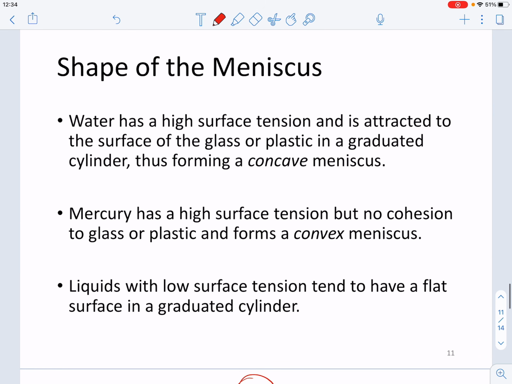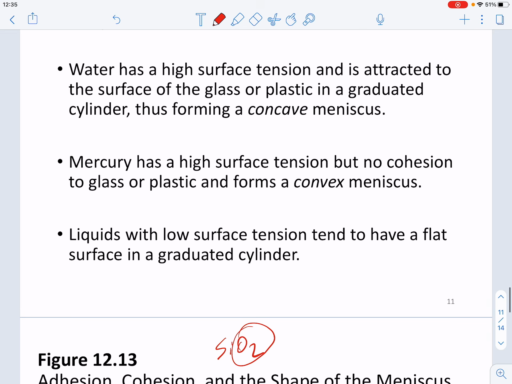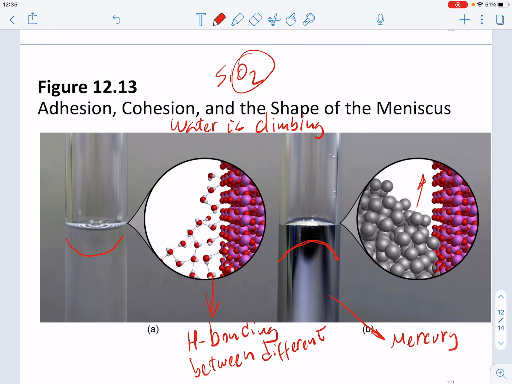Now we talk about the meniscus. The meniscus is the shape of the liquid surface when it's put in a tube. Okay, if you form strong intermolecular forces with the walls of the tube, then the meniscus is going to be concave. If not, it's going to be convex. Okay, and these are your two cases, water and mercury.